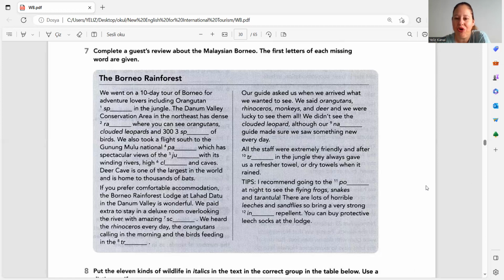All right. I recommend going to the PO. The word begins with PO. Let me give you a clue. This word has 4 letters, and the first 2 are PO. Flying frogs, you can see frogs. It's pond, right? Pond. I recommend going to the pond at night to see the flying frogs, snakes, and tarantula. At night. No, thank you very much.